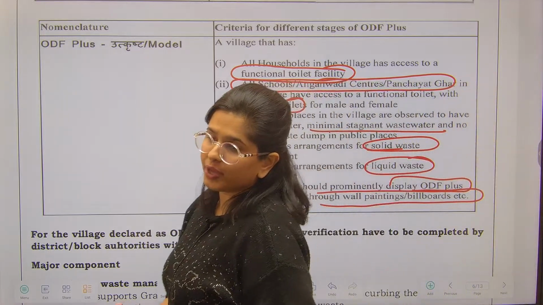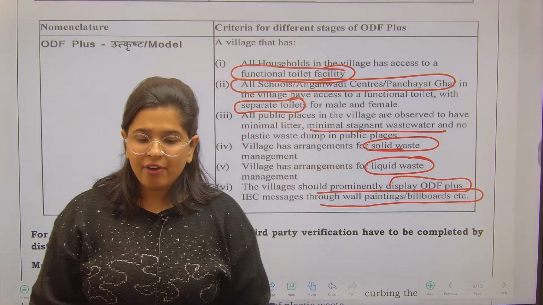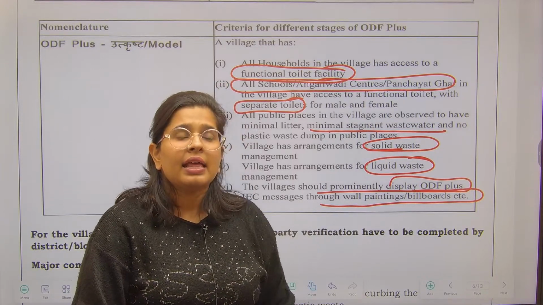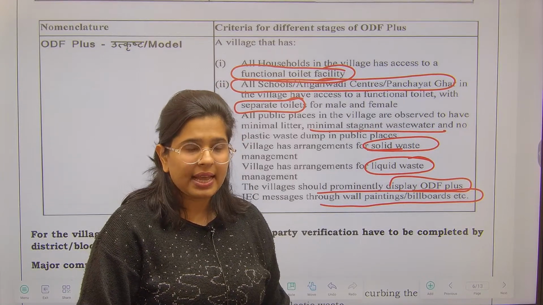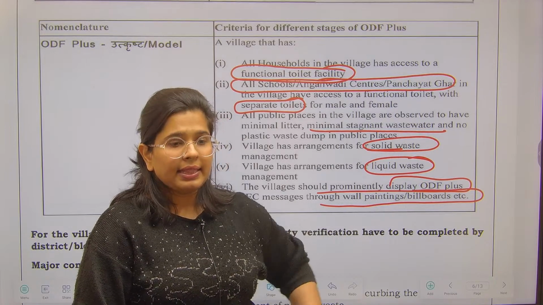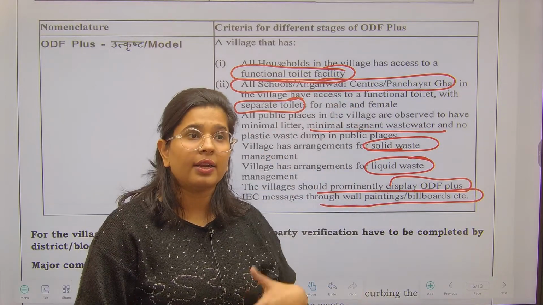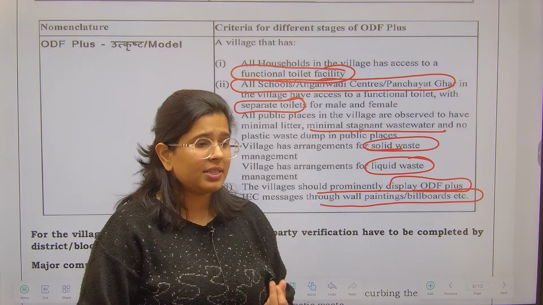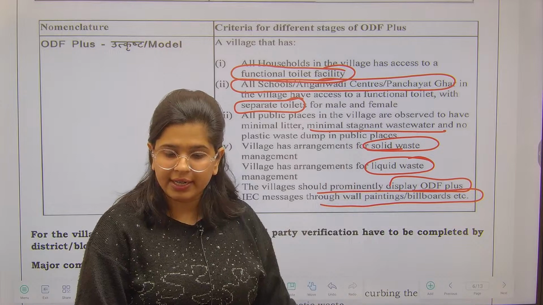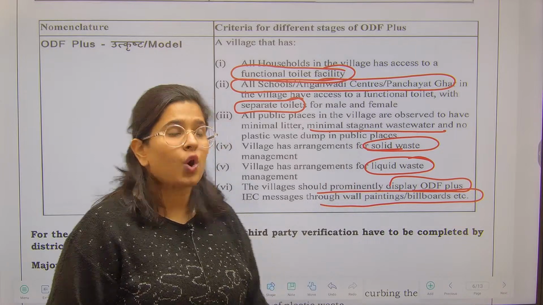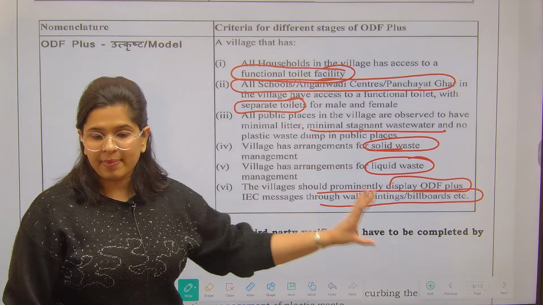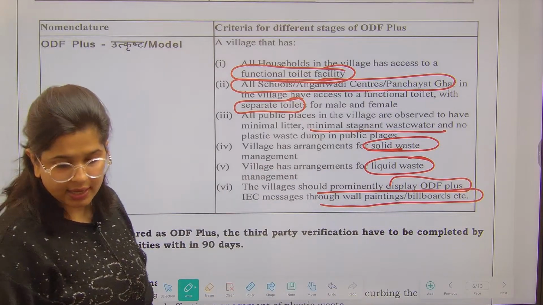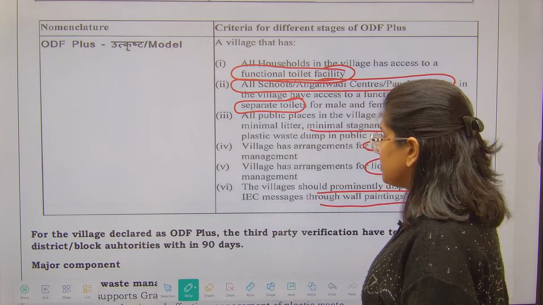If you have visited any village in your nearby area, you would have seen that the government buildings as well as other community buildings have paintings depicting either education-related messages or ODF-related messages. So if the village is also displaying such messages through wall paintings, etc., then it would be called a model village, right? Or an ODF plus model.